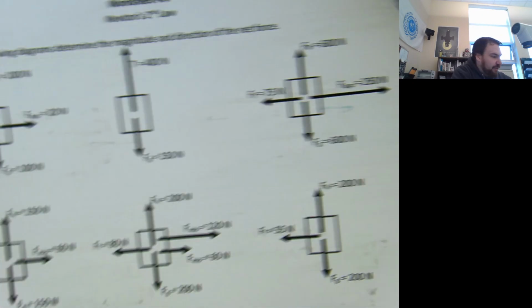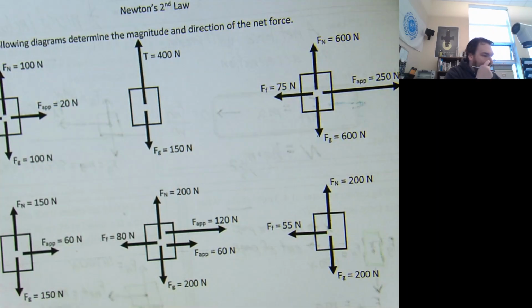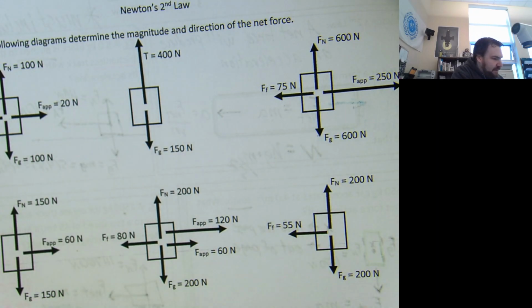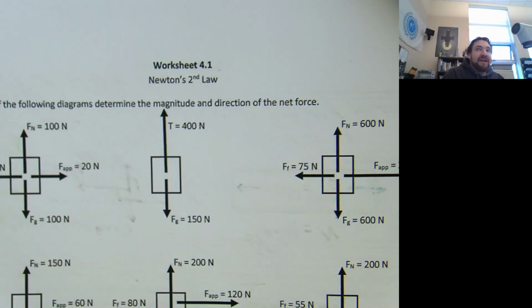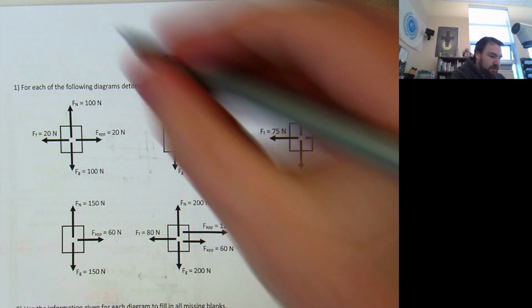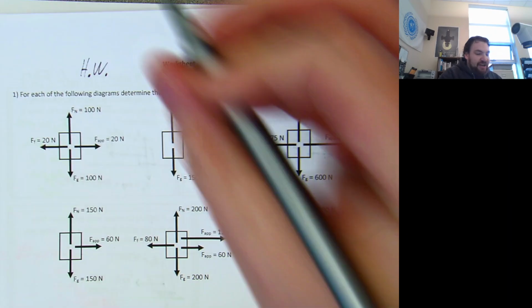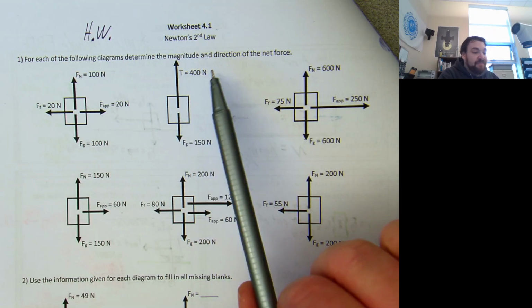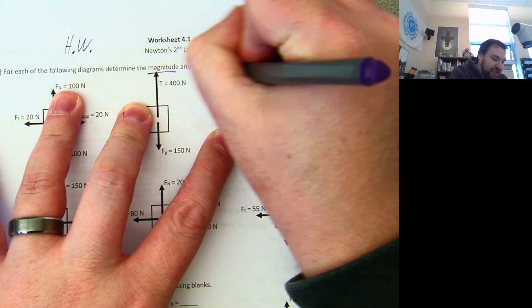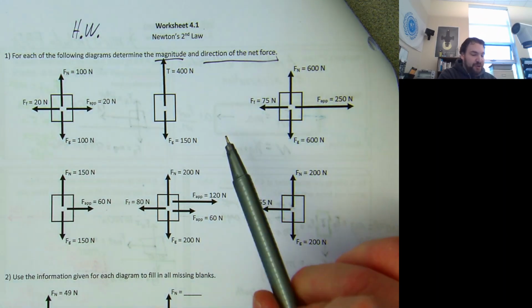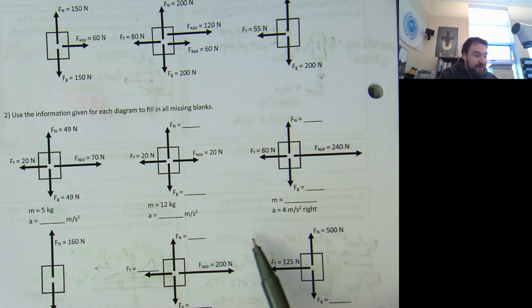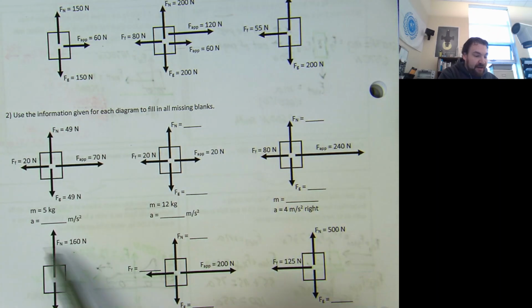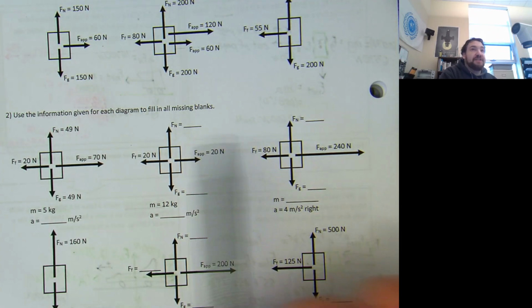Cool. Then y'all got to practice this stuff. Here's what I'd like you to do. I want you to start here. This page, all of it. The first 6 questions are for each of the following diagrams. All you need to do is determine the magnitude and the direction of the net force. That's what you do for the first one. For the second one, you've got to fill in all the missing blanks. So what forces are missing? And I want the accelerations for all of these blocks.